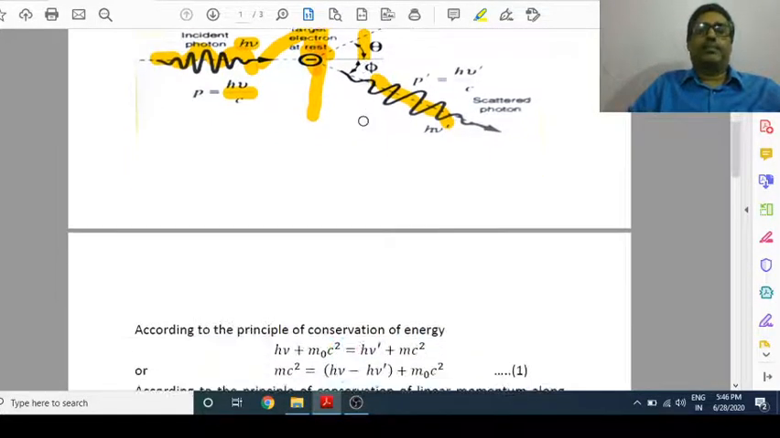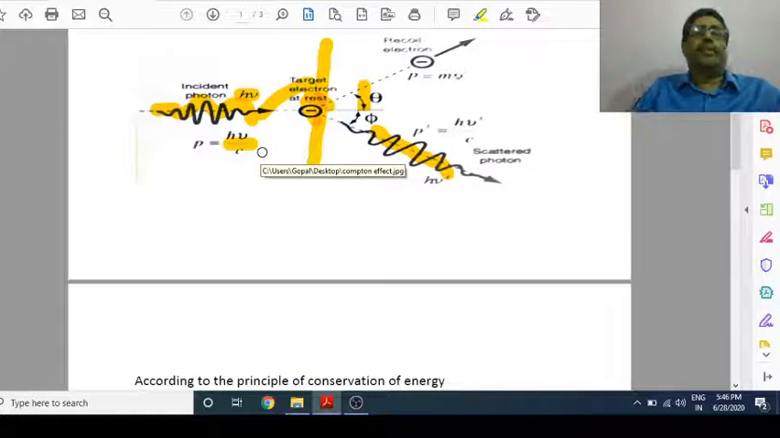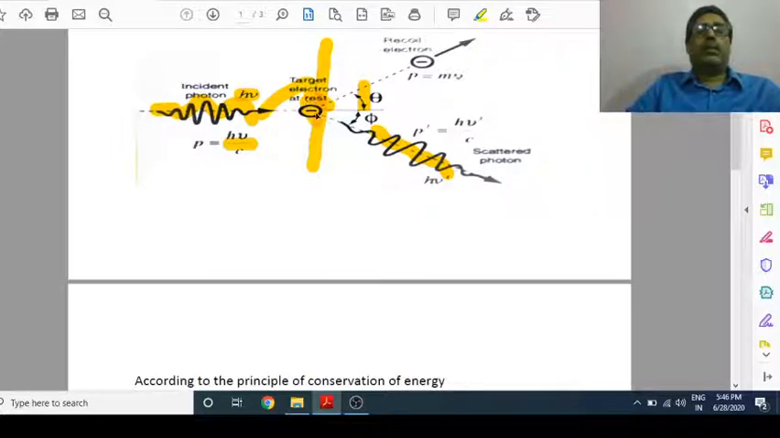See here. What is the energy of the incident photon? H nu. What is the momentum of the incident photon? H nu by c. And what is the rest energy of the electron? Electron is at rest, so rest energy is m0 c square, where m0 is the rest mass of the electron. And this electron goes at an angle theta and the scattered photon deviates at an angle phi. So its energy is h nu dash.